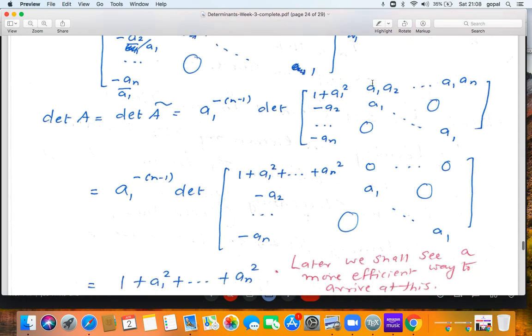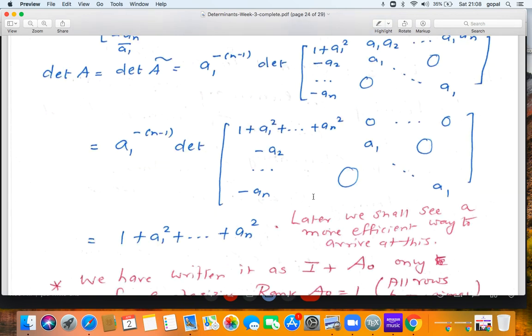And what happens is I kill a1 a2, a1 a3, a1 an, I get 0, 0, 0, 0, 0. But the 1 entry is 1 plus a1 squared plus a2 squared plus dot dot dot plus an squared, and a1's down this diagonal.